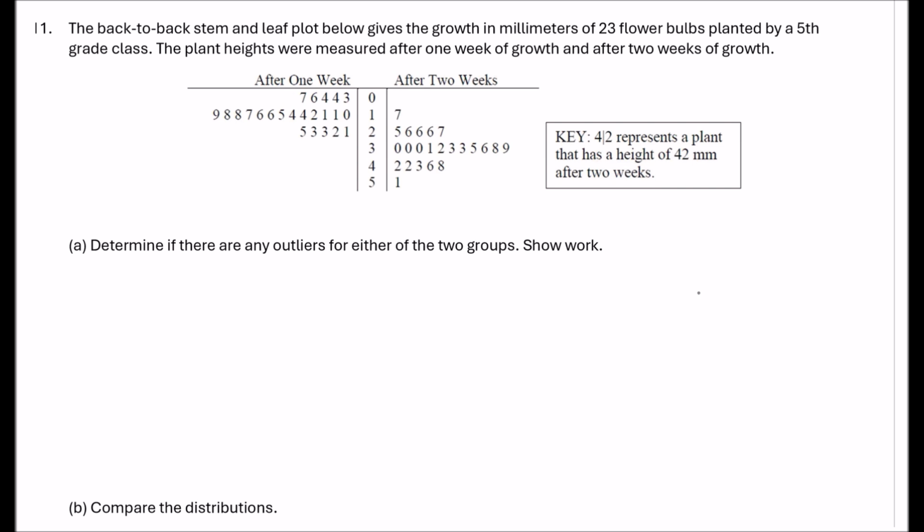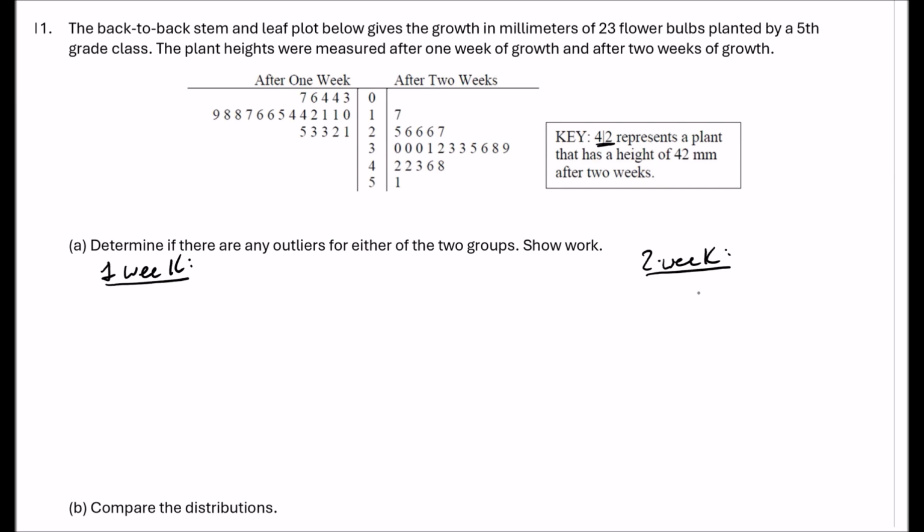Okay, so we're going to look at the 1 week group, and then we'll look at the 2 week group, after 1 week, after 2 weeks, to see if there are any outliers. Okay, so let's look at the after 1 week group. Here we want to find the interquartile range for the data, and in order to do that, we need to find our quartiles. Now this is already put in order, right? So here we can list out the numbers for the after 1 week.